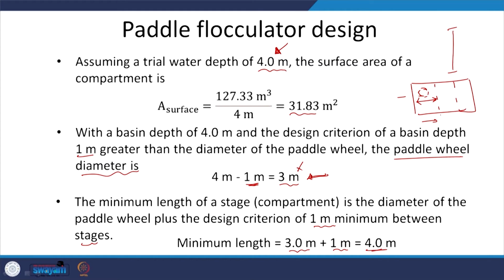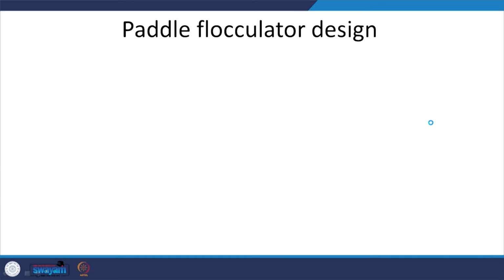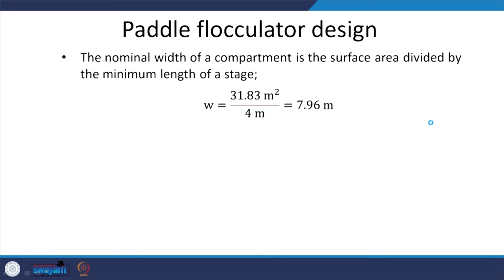Why 3? We just found that this diameter is going to be 3 meters based on the aspects related to the depth, and from that depth we calculated the paddle wheel diameter, and from that we calculated this length. If we have the length, I can calculate the width from the area that we had earlier, area by length. So what did I calculate? This is my compartment.